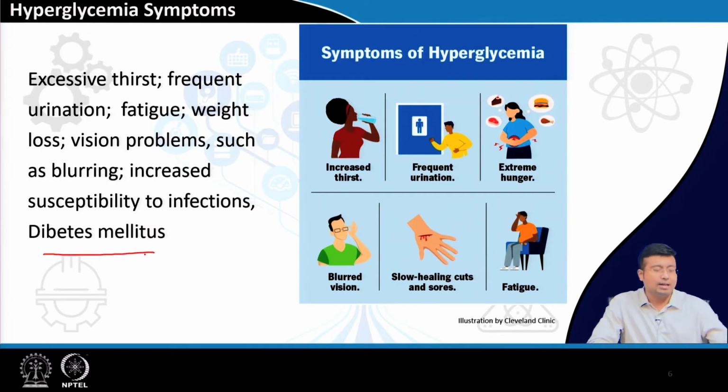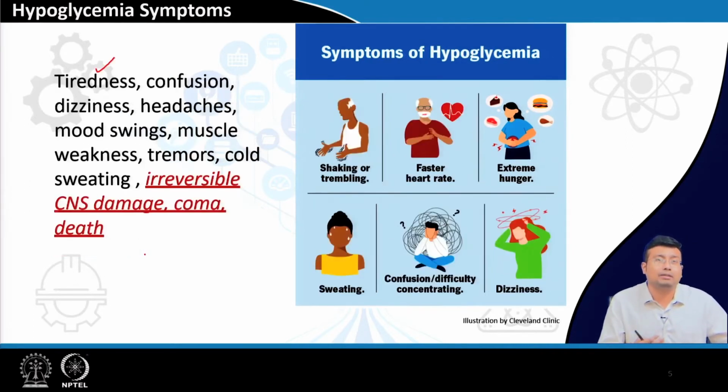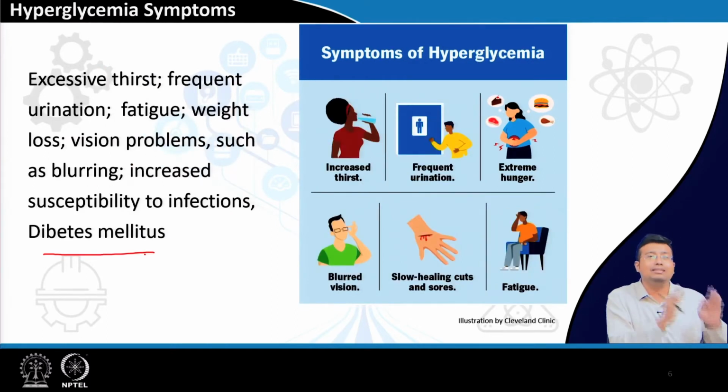But mind it, these symptoms are slow. A patient or an individual might not be aware that he is having hyperglycemia, but he will definitely be aware if he is having hypoglycemia, because he will start to sweat and he will start to feel confused and he will lose consciousness. So hypoglycemia can be easily diagnosed, easily treated.